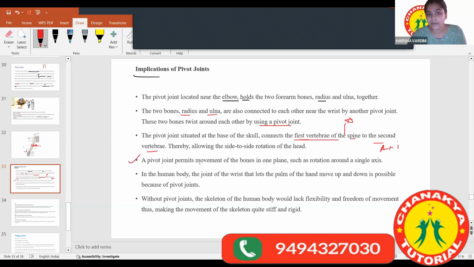A pivot joint permits movement of the bones in one plane, such as rotation around a single axis. Only rotation around a single axis. The best example is your elbow. You can move this in one plane only. Can you imagine moving your elbow to this side, the opposite side? Can you move? No, only this side. Ma'am, but the elbow is a hinge. It is hinge. Yes, ma'am.